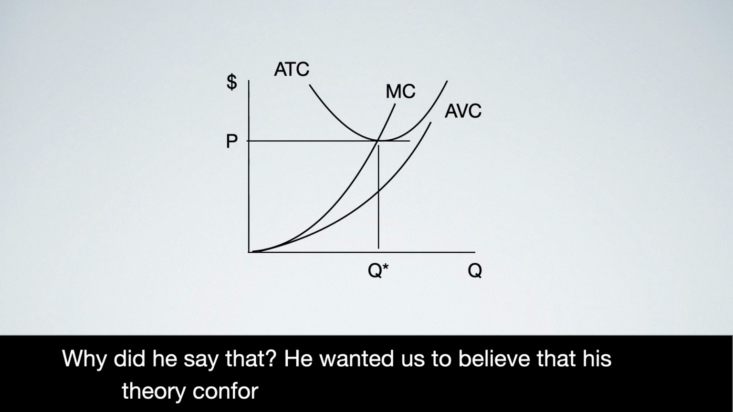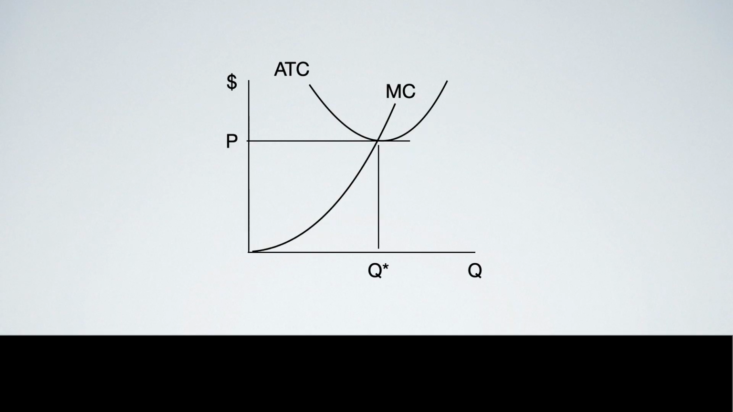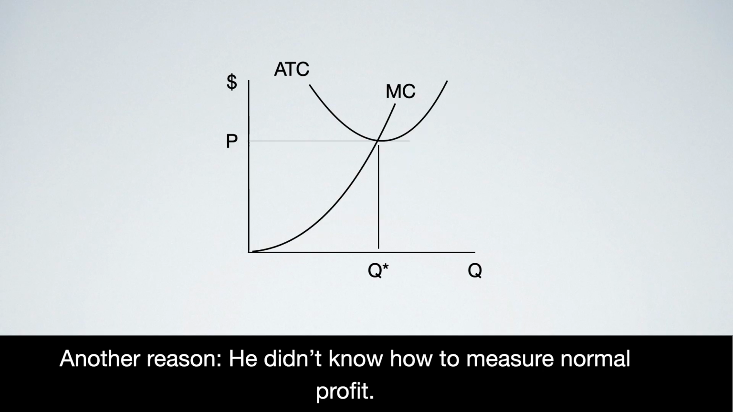He wanted us to believe that his theory conformed to standard economics. Another reason, he didn't know how to measure normal profit.